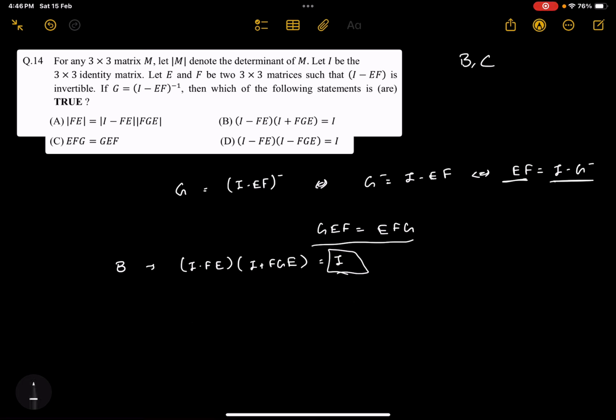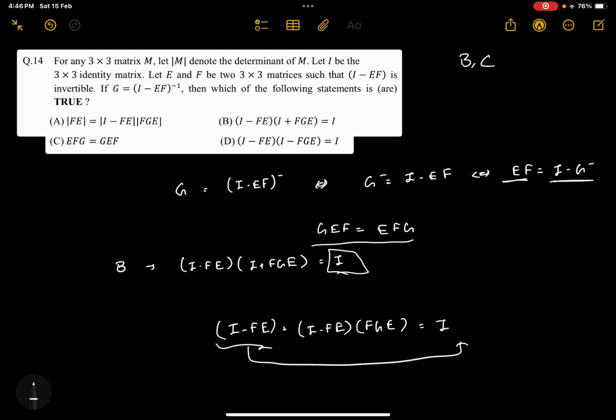Now from option B I get I plus FGE, no, I get I minus FE plus I minus FE times FGE equals I. So taking this over there, I get I minus FE into FGE equals FE, and taking determinant on both the sides, I get determinant of I minus FE into determinant of FG is determinant of FE, which is exactly our option A. So A is also correct. So answer is ABC.